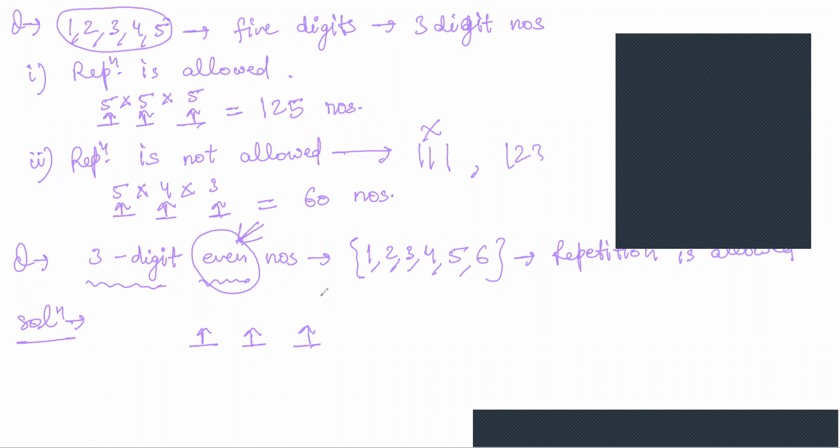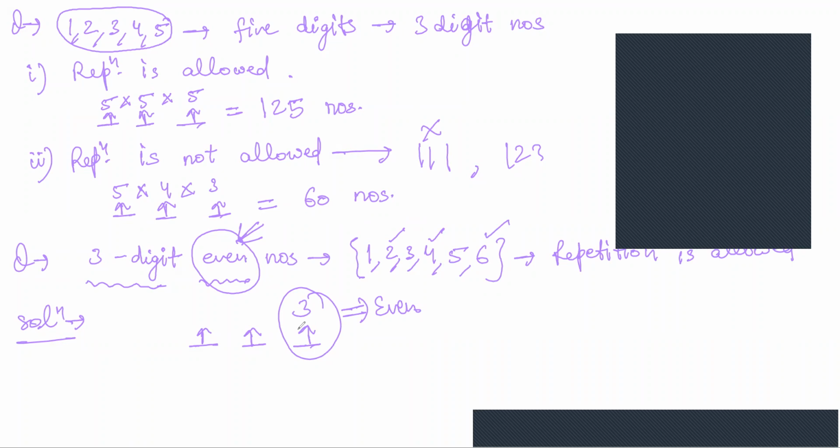Here, we have to make even numbers. So first we have to fill this place now, because this is important. This place is responsible for whether the number is even or odd. So we have to first fill this place. Now, if the number is even, this place should be even. Out of these 6 digits, these are even digits, 2, 4, and 6. So this last place only has 3 choices. Either we can put 2, or we can put 4, or put 6 at this place. So we have 3 choices for this place.